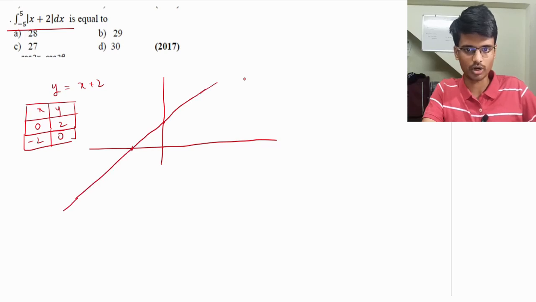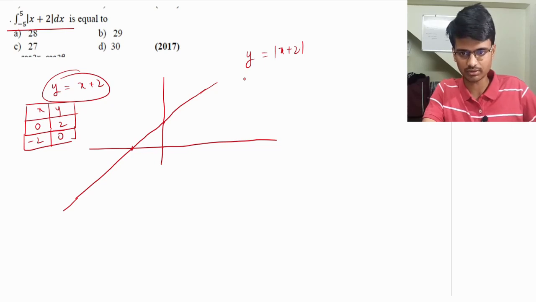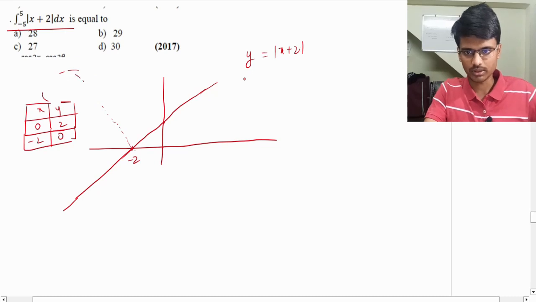But this is a modulus function. This is the graph for x plus 2, but we want y equal to mod of x plus 2. So how can we change this? The only thing we have to do is wherever it is negative, we have to make it positive. Here it is negative, right? We have to make it positive. So the graph will be like this. Let me erase this, this is not required now. So the graph will be like this.